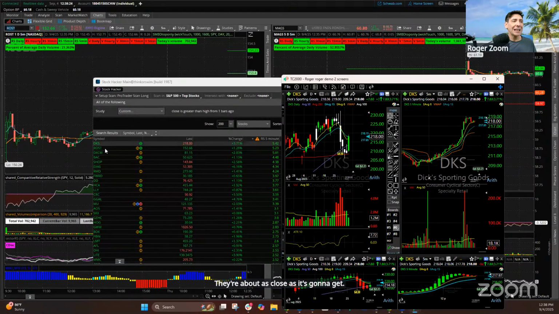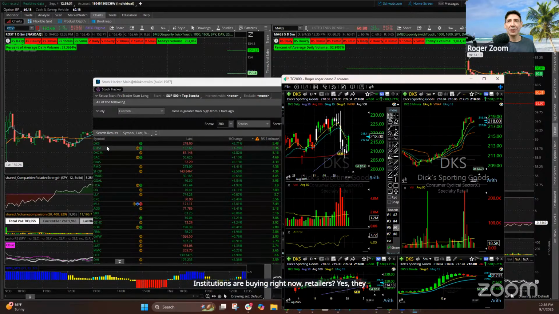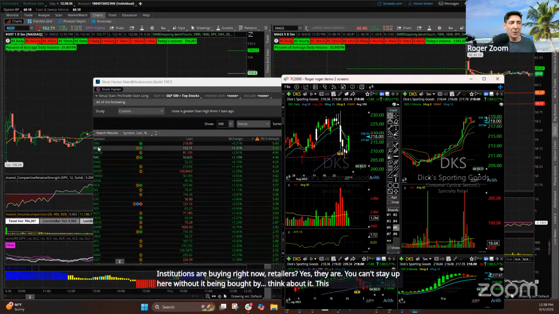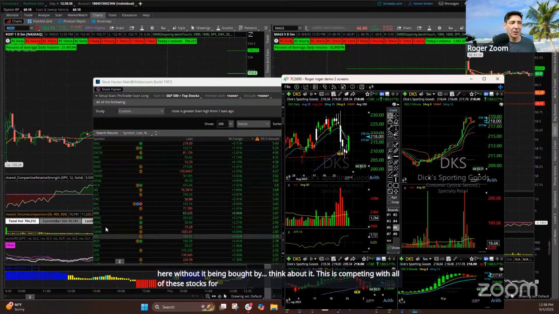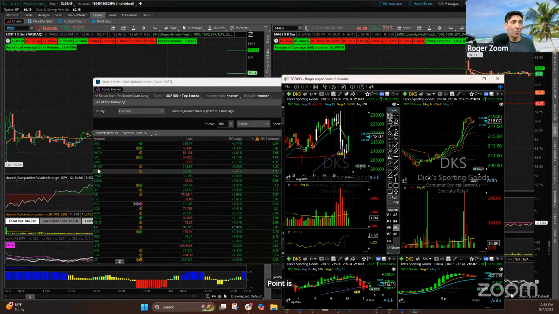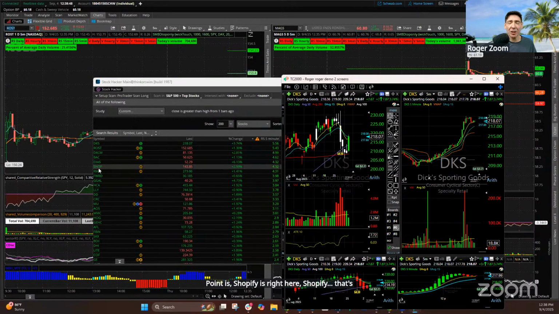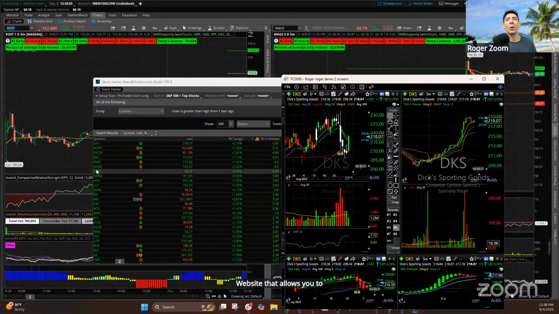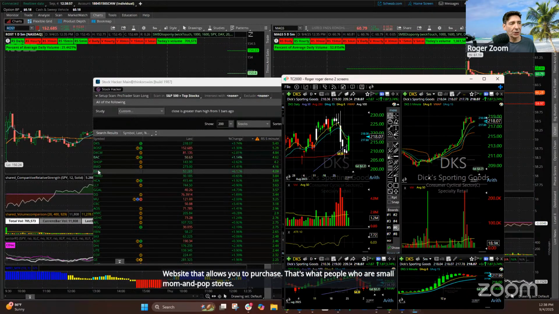Do you guys think institutions are buying retailers right now? Yes, they are. You can't stay up here without it being bought. Think about it. This is competing with all of these stocks for buyers. Look, Skechers is right here. Shopify is right here. That's a small store add-on for your website that allows you to purchase. That's what small mom and pop stores use as shopping carts.